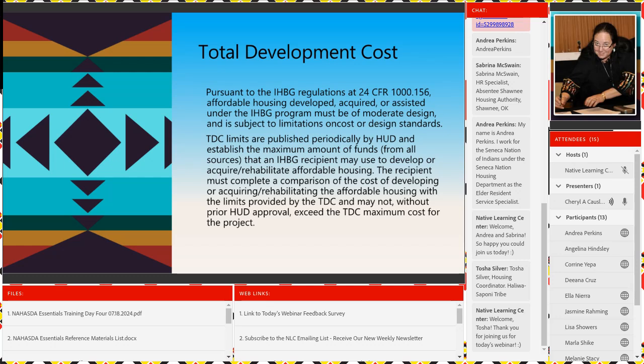The recipient must complete a comparison of the cost of developing or acquiring or rehabilitating the affordable housing with the limits provided by the TDC, and may not, without prior HUD approval, exceed the TDC maximum cost of the project.